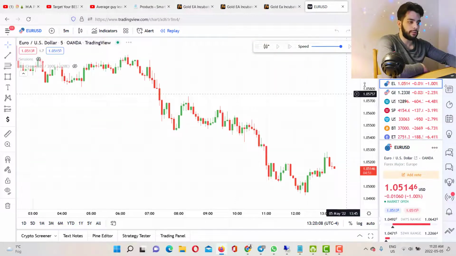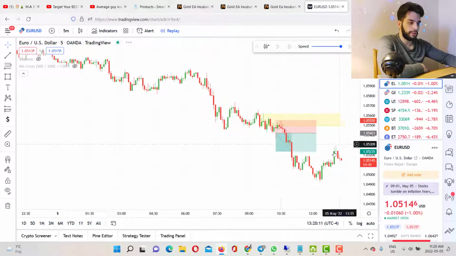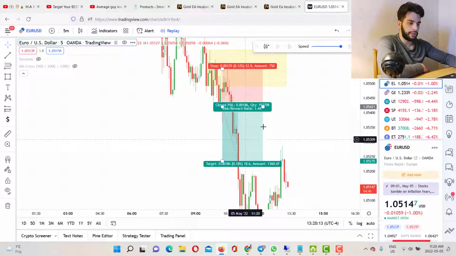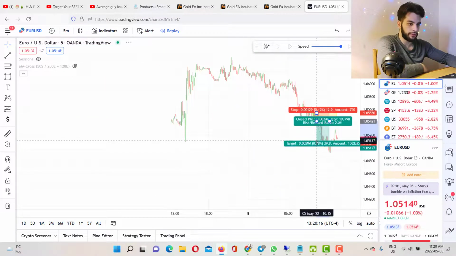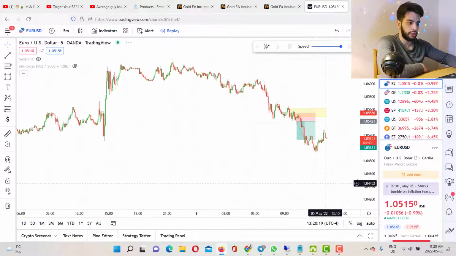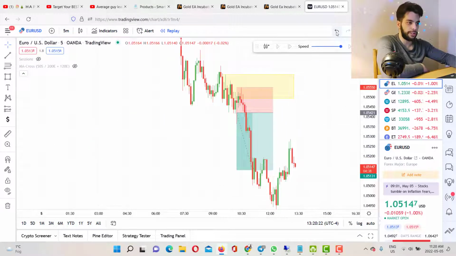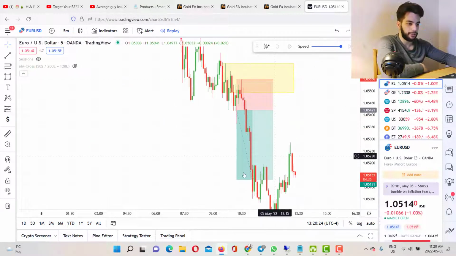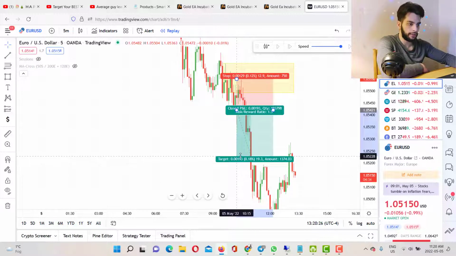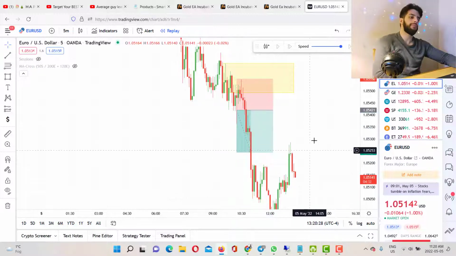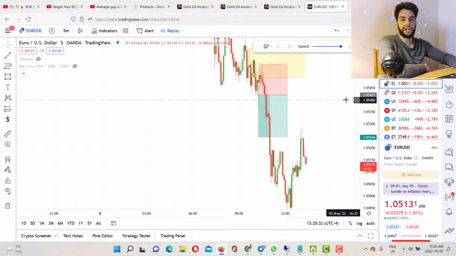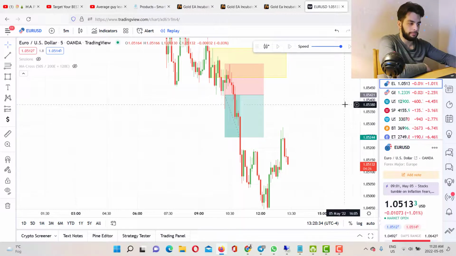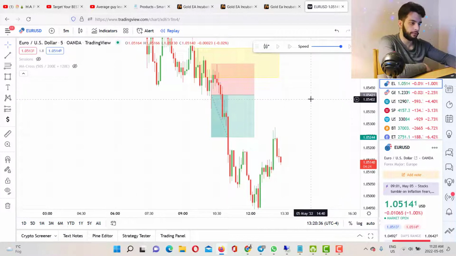EURUSD was a really good one. I actually took my trade here. I could have just left it all the way to here, which would have been almost a 1-to-3 risk to reward ratio trade, but I closed it manually somewhere around here. If I had held it all the way to here, I would have ended up with profits for today.